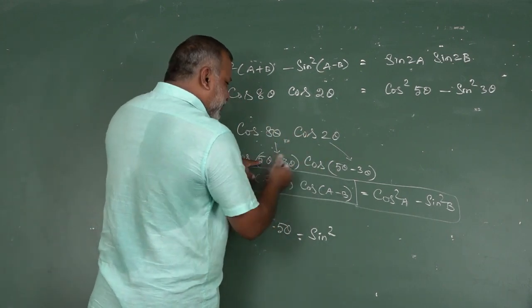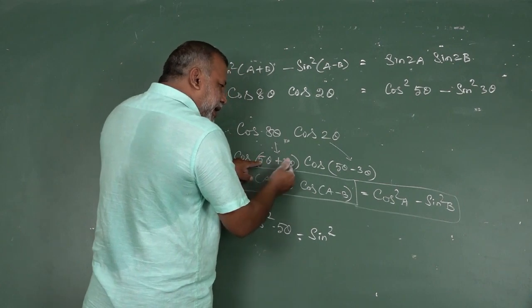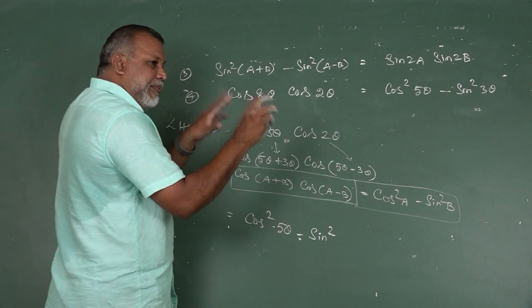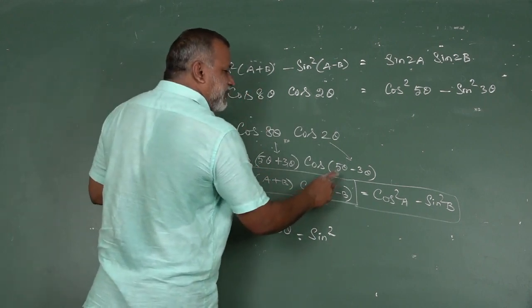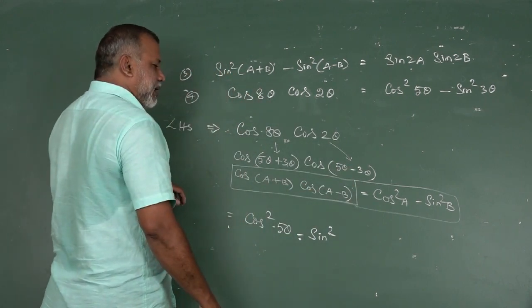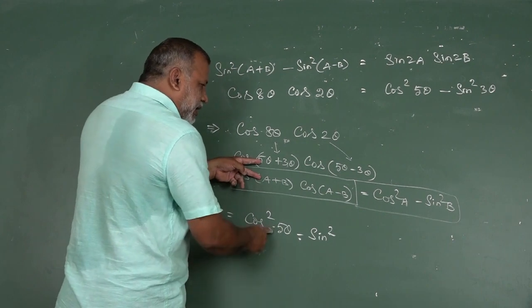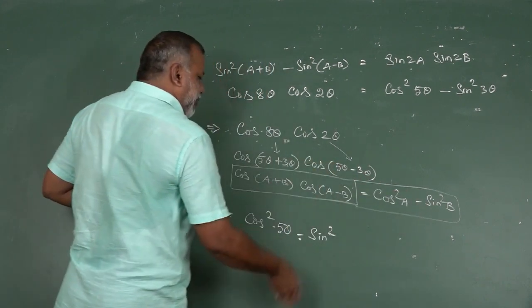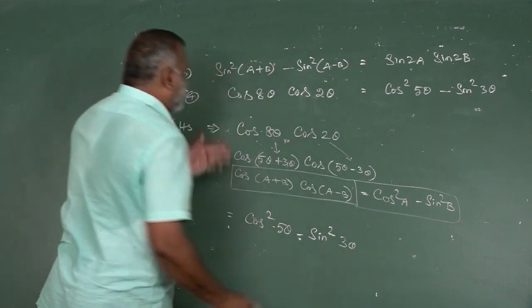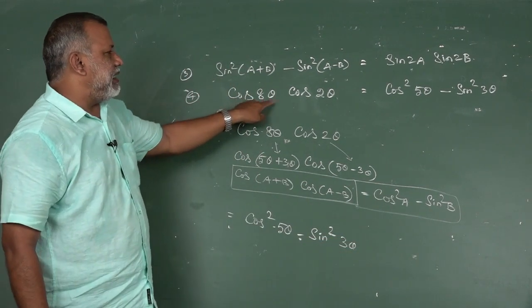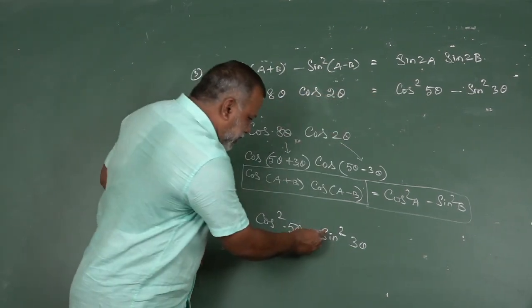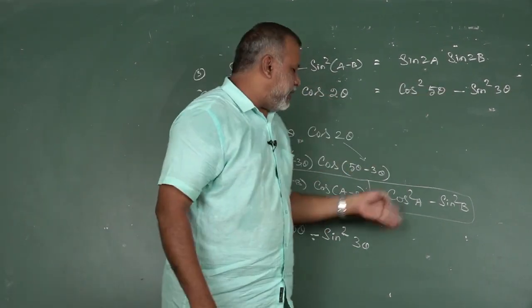Here 5 theta is a. Here 3 theta is b. Here also you can split by the same method. See here, a is 5 theta, b is 3 theta. So instead of a, I am replacing 5 theta. Instead of b, I am replacing 3 theta. See the proof for the fourth question: cos 8 theta, cos 2 theta is equal to cos squared 5 theta minus sin squared 3 theta.